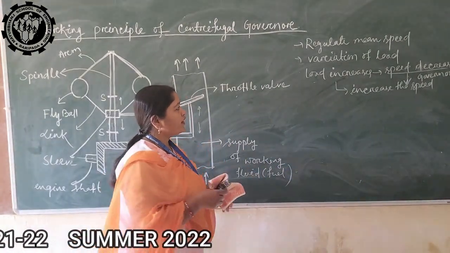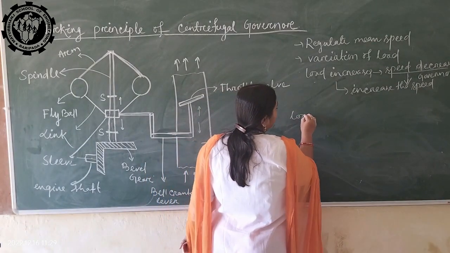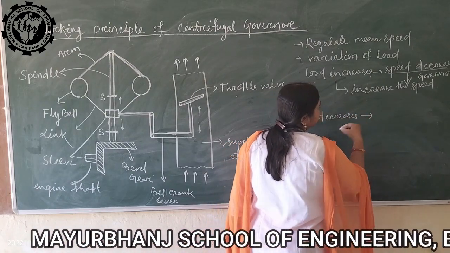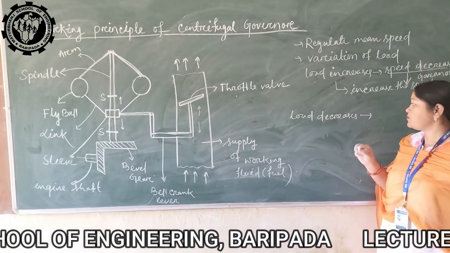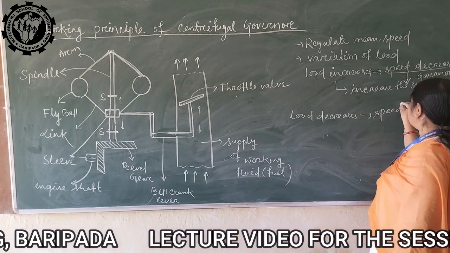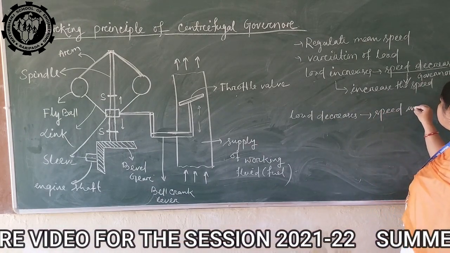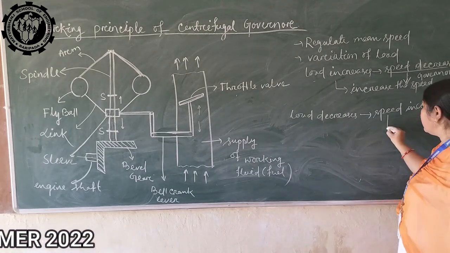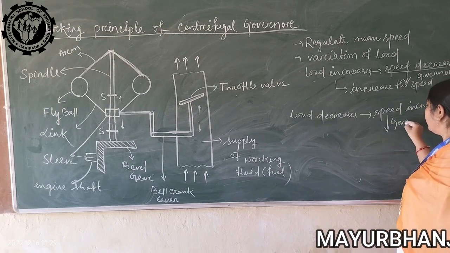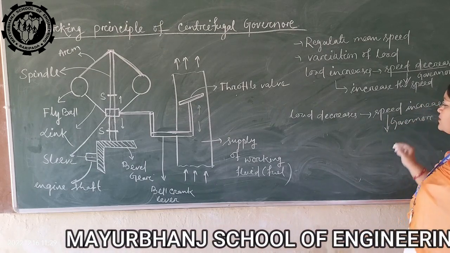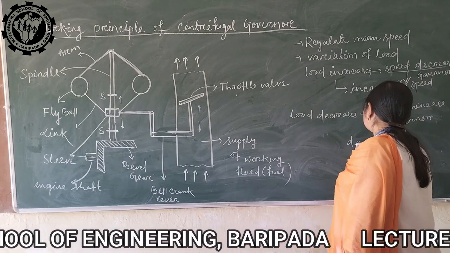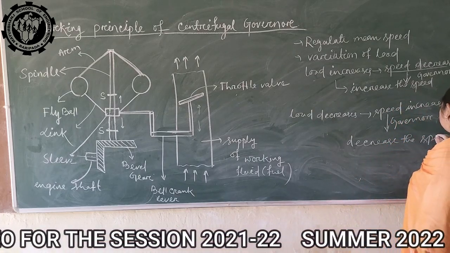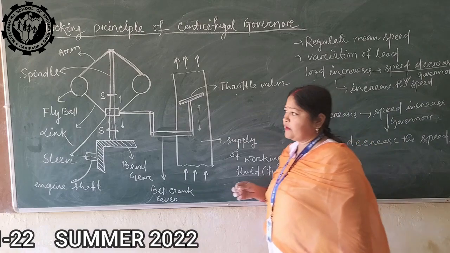Similarly, when the load decreases, the speed of the engine increases. So what will the governor do? To maintain the mean speed, the governor must decrease the speed.